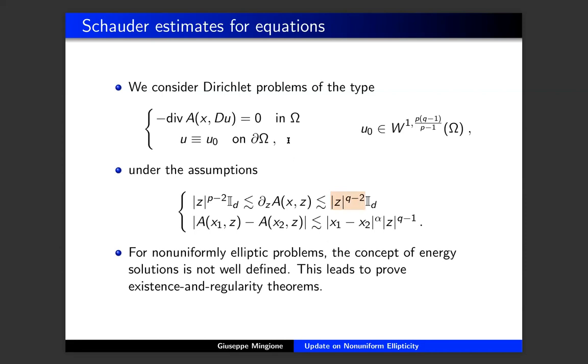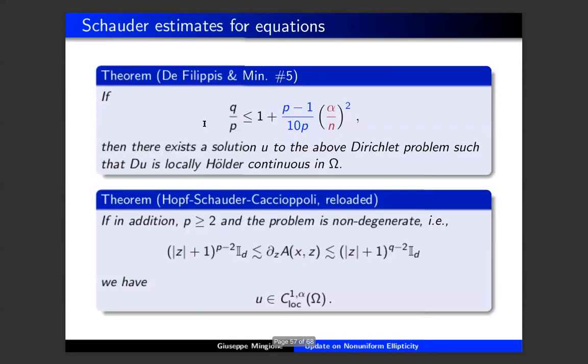Or in the Russian style, that is the one I prefer, we provide existence of a regular solution. So we consider the Dirichlet problem, and we say that there exists a solution with Hölder continuous gradient. And these are the theorems that we have. Here you don't need a variational structure, you go directly to equations and you prove Schauder theory. Of course, you get that the gradient is Hölder continuous in the degenerate case, and in the non-degenerate case, you have really the analog of Schauder theory with the sharp exponent.